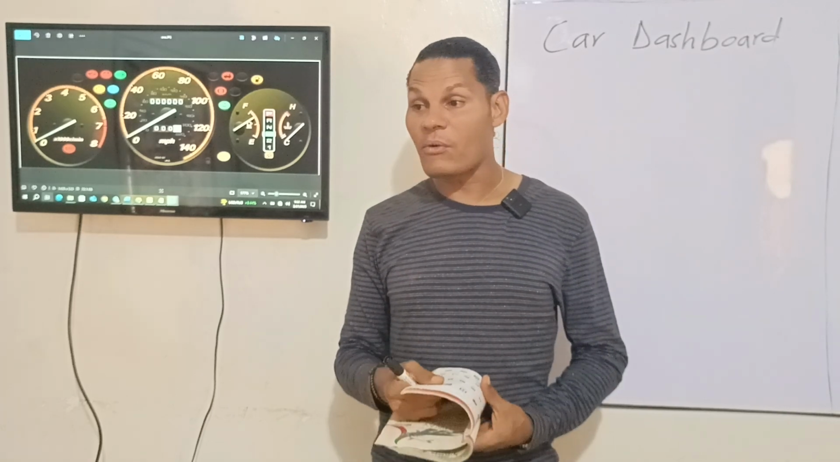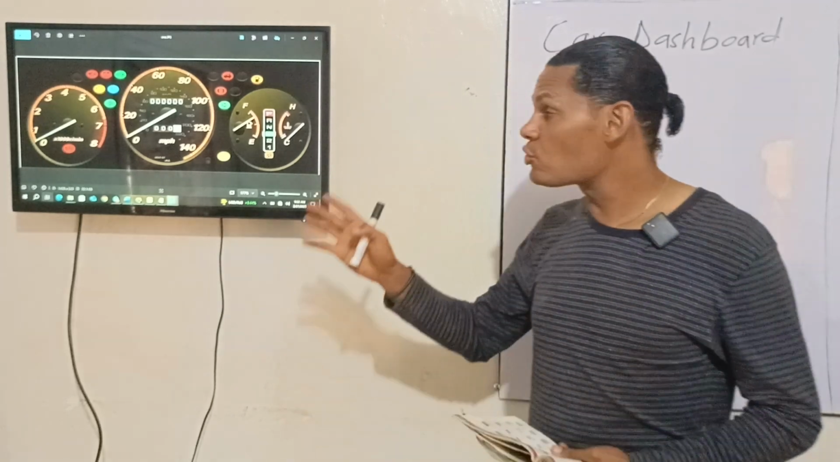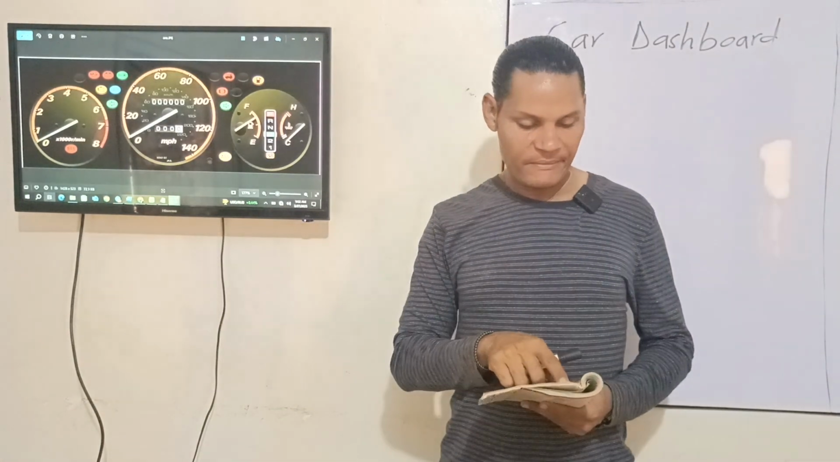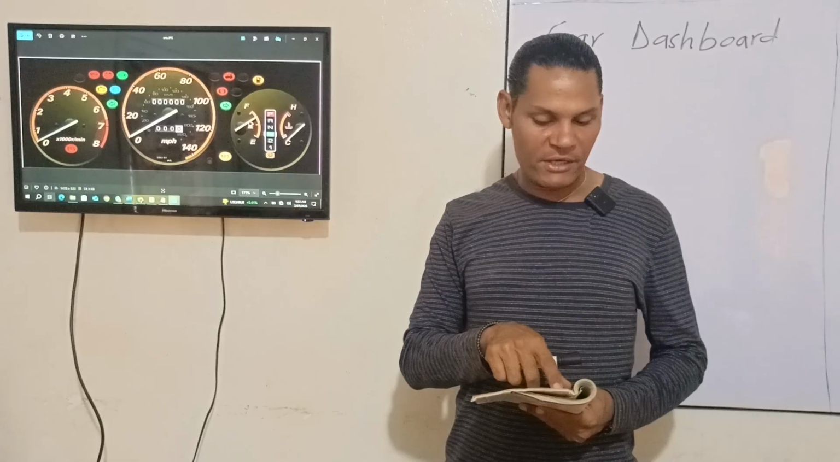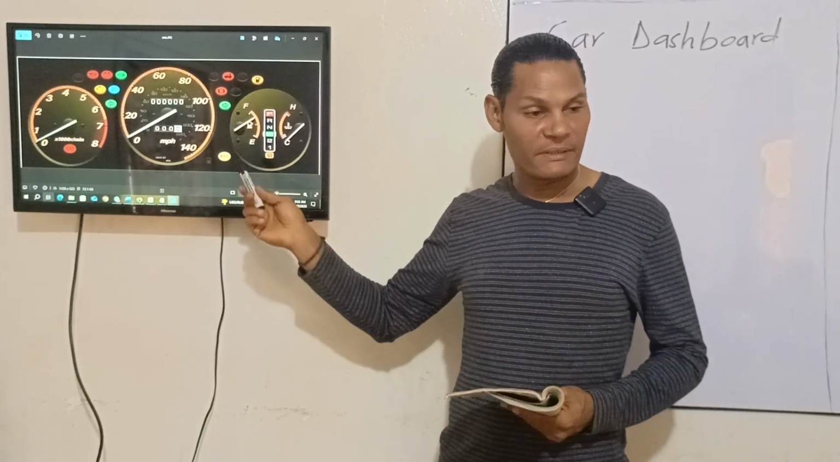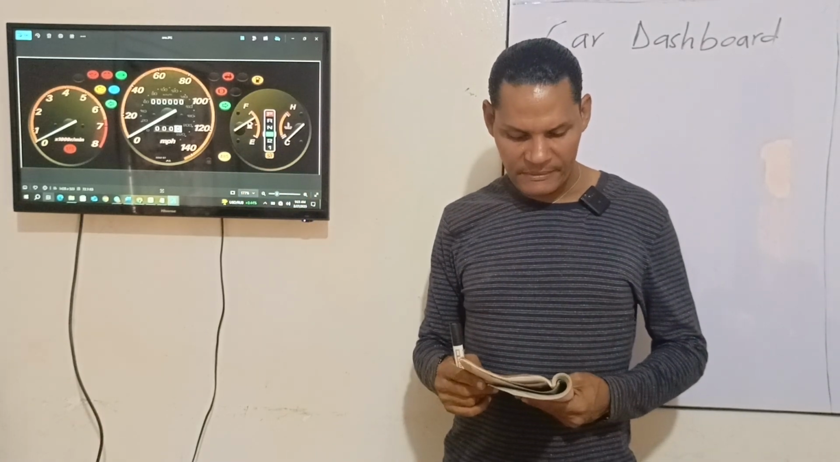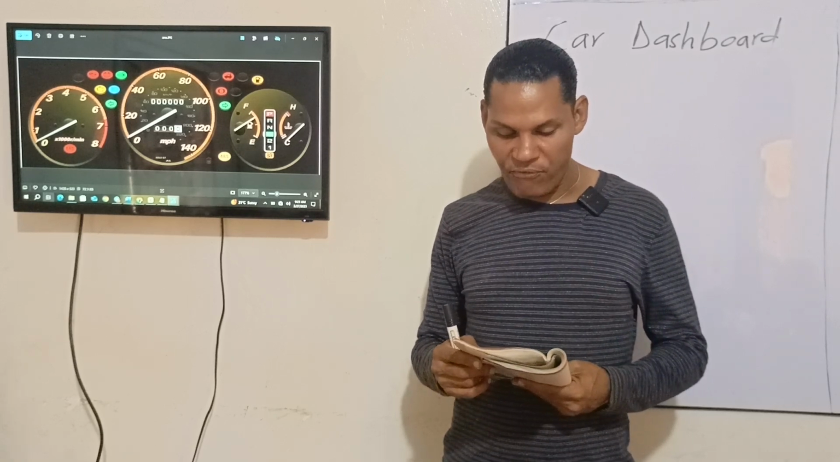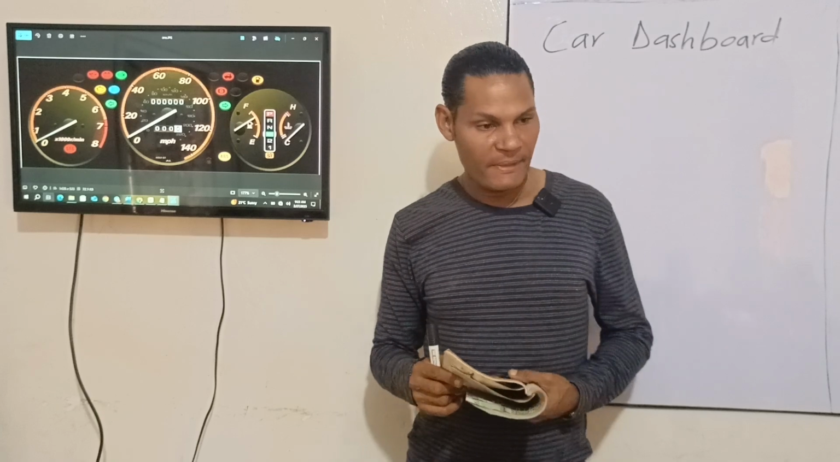Optional elements now, which should be on a dashboard. They are talking about the optional elements. Fuel gauge, which we indicated previously, right? It says also with a light to indicate the minimum fuel level.